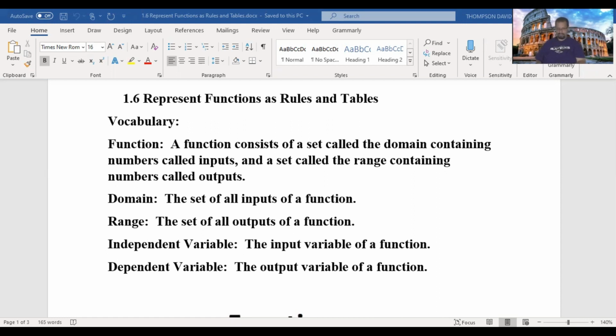The independent variable is the input variable of a function. The dependent variable is the output variable of a function.